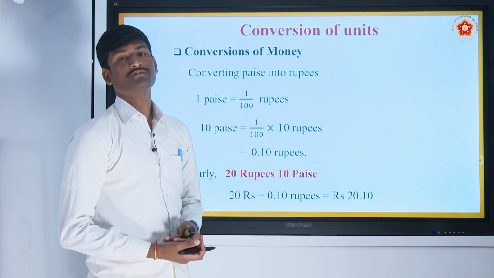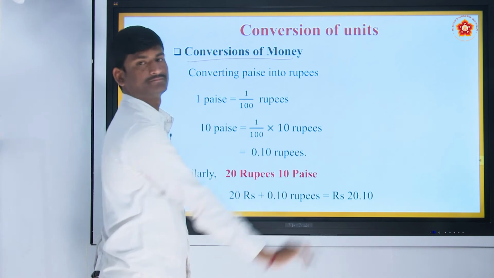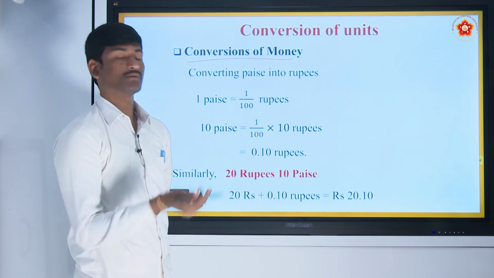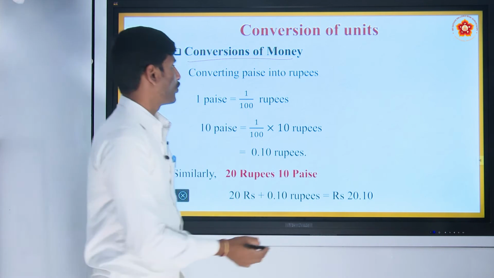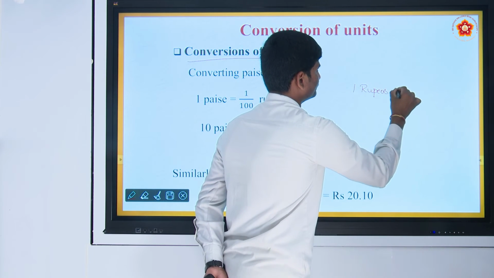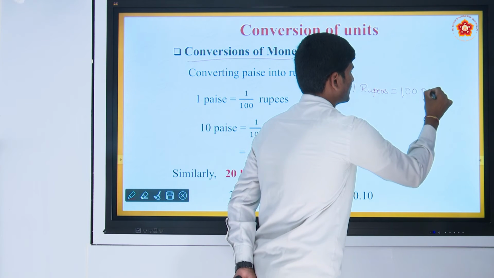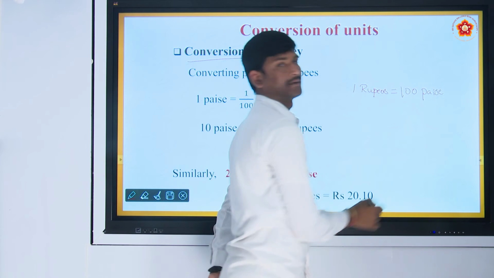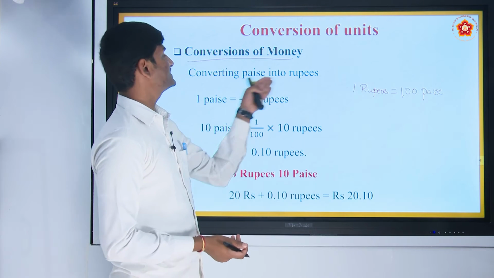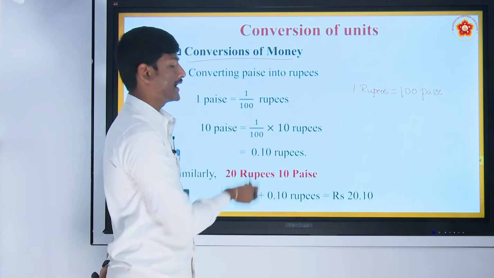Then we come to the conversion of units. The first one is conversion of money. Here we convert paise into rupees. We know 1 rupee is equal to how many paise? 100 paise. Okay, 1 rupee is equal to 100 paise. We convert paise into rupees. 1 paise is equal to 1 divided by 100 rupees.